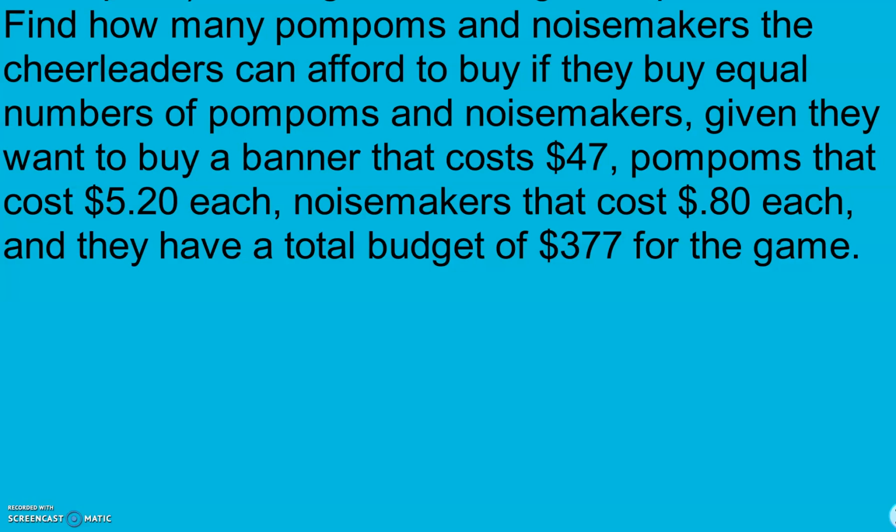So, the amount of money that they have to spend, their total budget, is $377. So now, all the things that they spend money on is going to equal that. The things that they want to buy: a banner, one banner, $47. They want to buy pom-poms and noisemakers, but they want to buy equal numbers of them. So I'm just going to say that's X. The number of pom-poms is X. The number of noisemakers is X because it's the same.